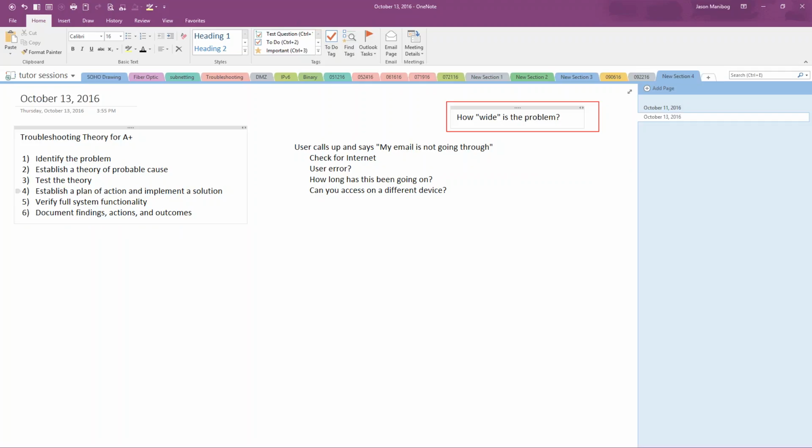So the most important thing at the beginning is to figure out how big of a problem it is. How wide is it? Then you can go through and establish what you think it is. Most of the time it's going to be one of two things: either questioning users or checking hardware. Then, testing the theory, a lot of times you can see if you can reproduce it.